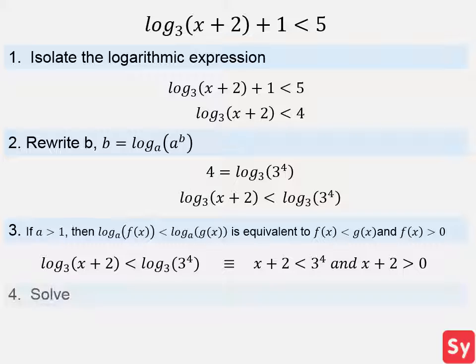Finally, we solve the inequality from step 3. First, we will solve x plus 2 is less than 3 to the power of 4. We subtract 2 from each side and get x is less than 79. Next, we solve x plus 2 is greater than 0. We subtract 2 from each side and get x is greater than negative 2. So we have x is less than 79 and x is greater than negative 2. We combine the ranges and get negative 2 is less than x, which is less than 79, our answer.